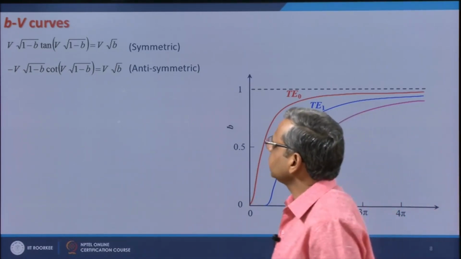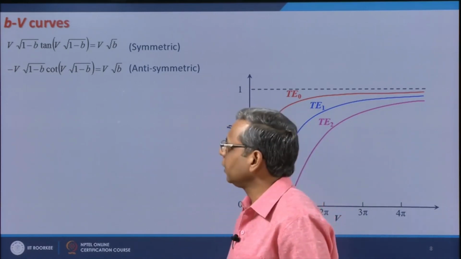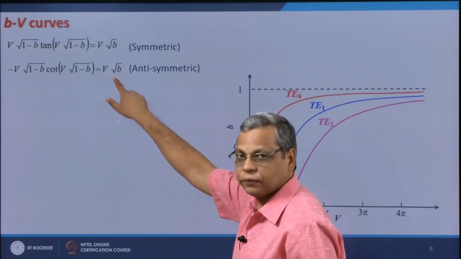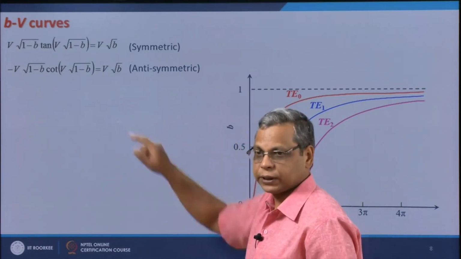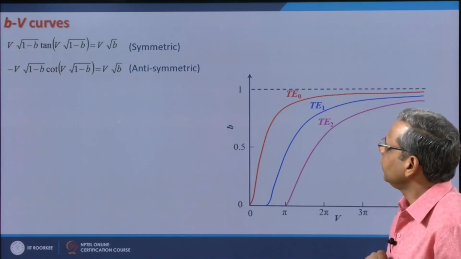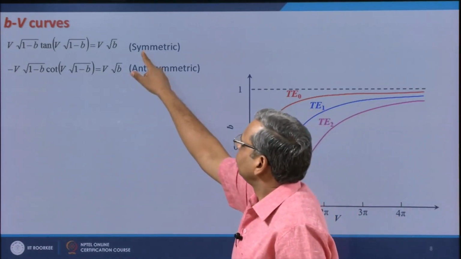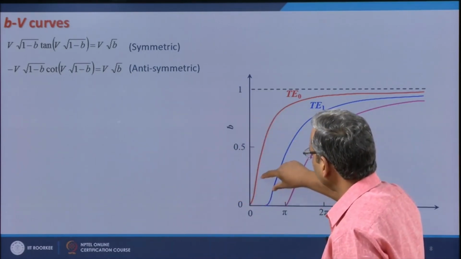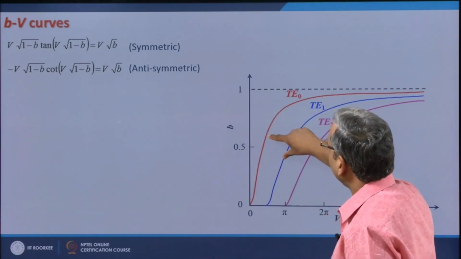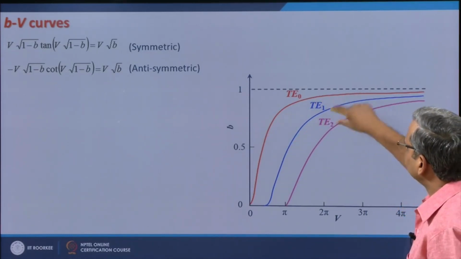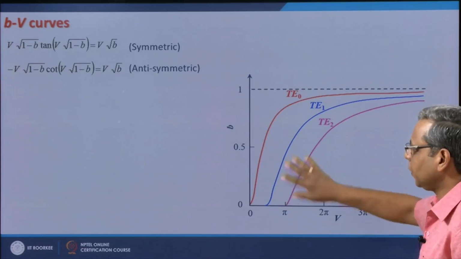As soon as the value of V crosses pi by 2, one root starts appearing from this equation, and for the value of V up to pi, I will get one root from here, one root from here. I keep plotting them, and then I further increase V, more and more roots start appearing and I plot them.